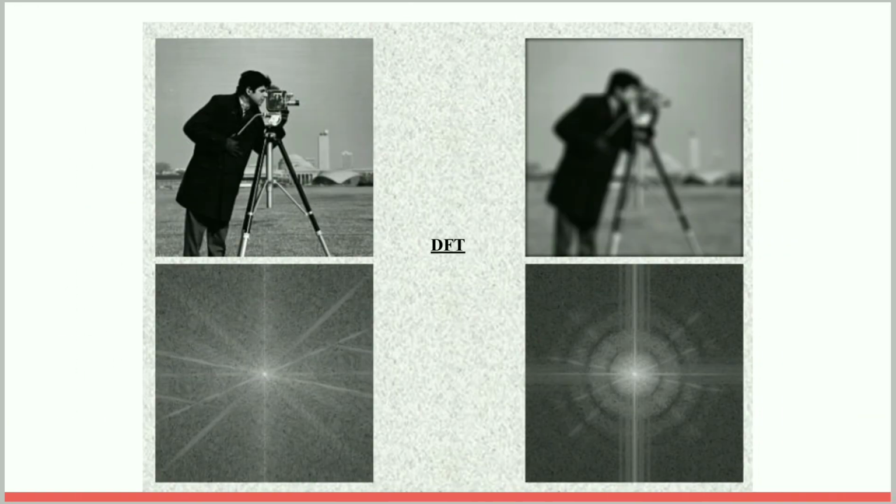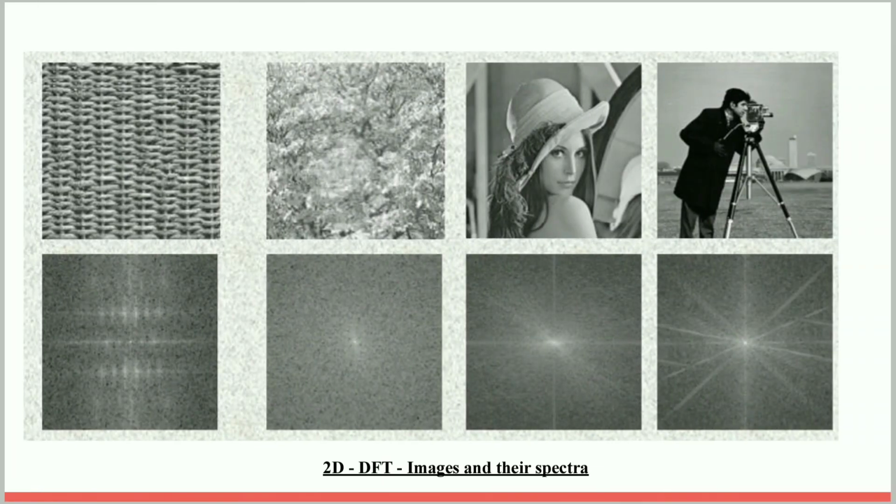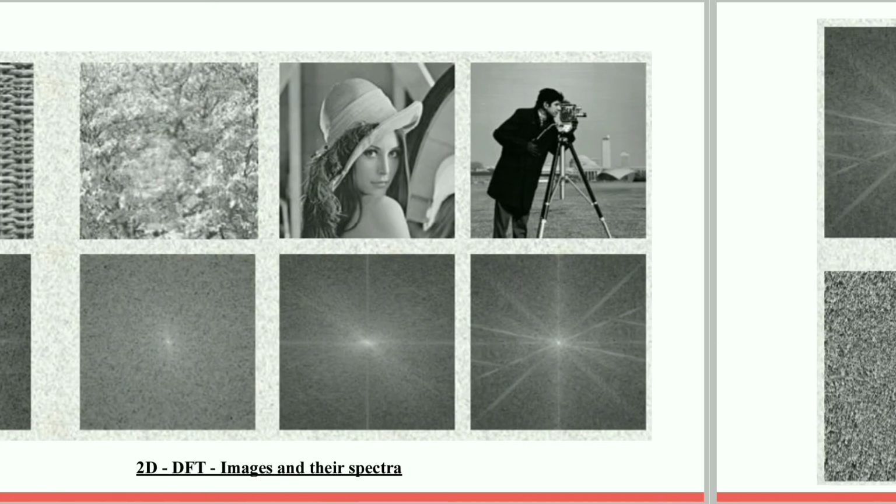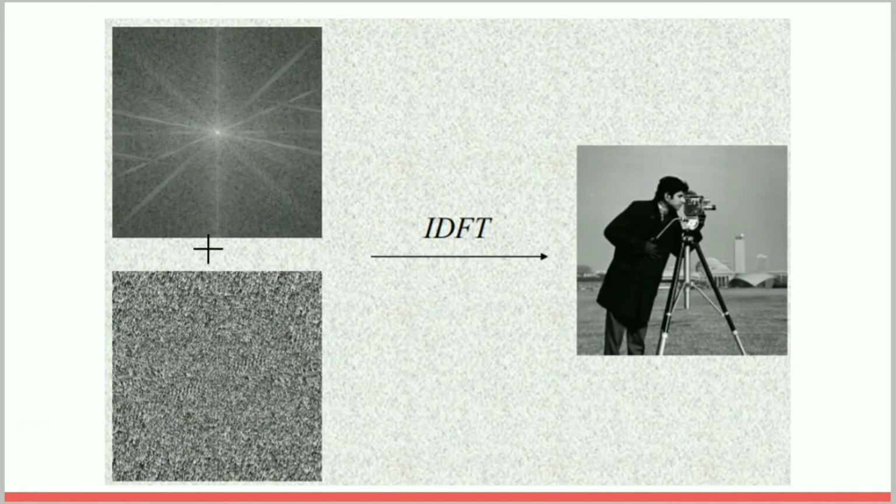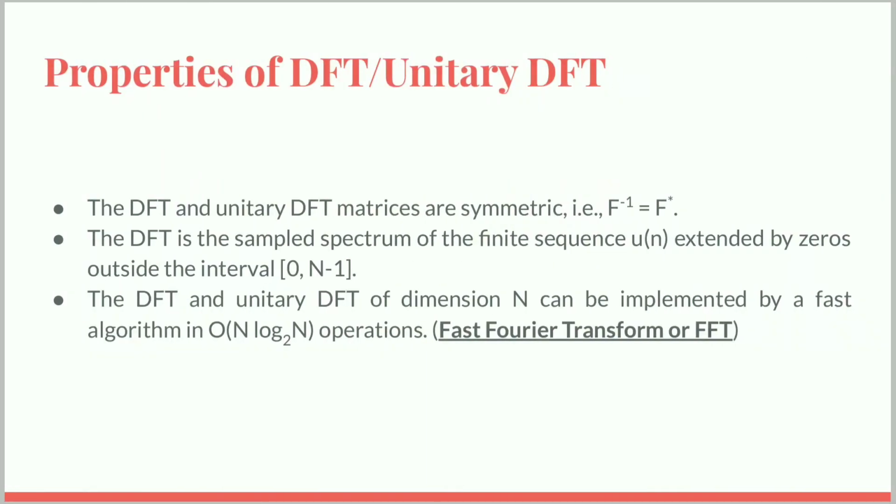This is an example with reference to image processing. You have an original image of a cameraman and its corresponding DFT representation. Now if the image is blurred, you can see that the DFT representation also varies. These are examples of two-dimensional DFT representation of various images and the spectra. This is how inverse DFT is applied to recreate the original image. Now what are the properties of DFT or unitary DFT?